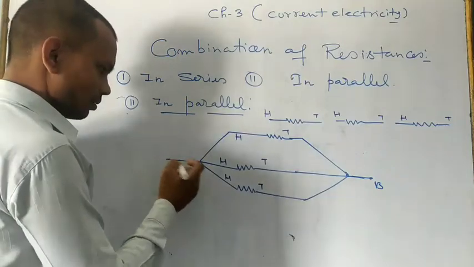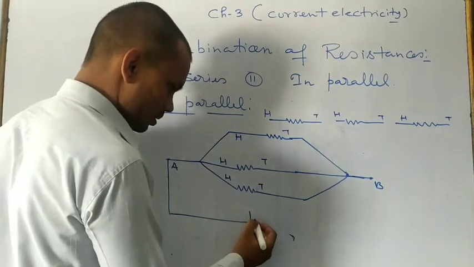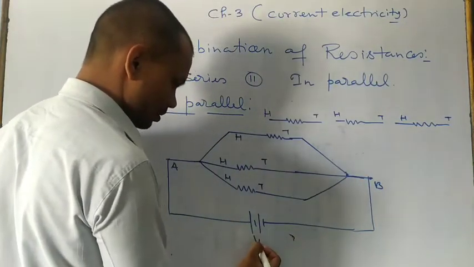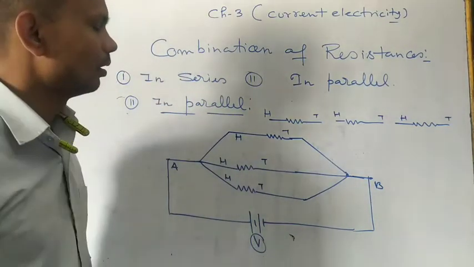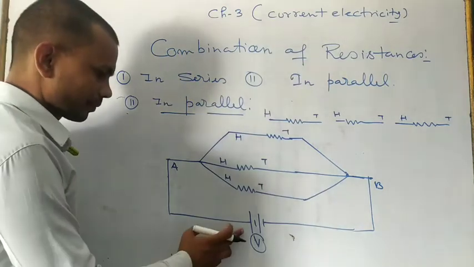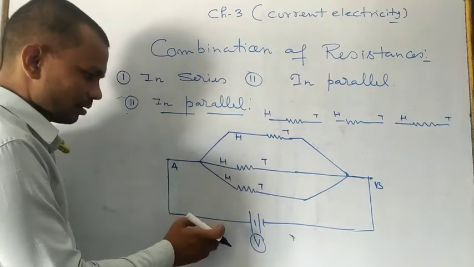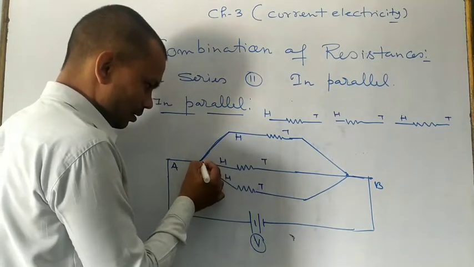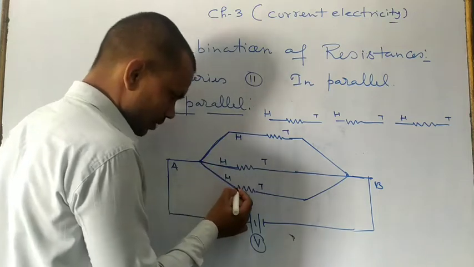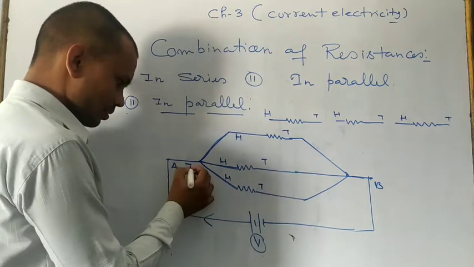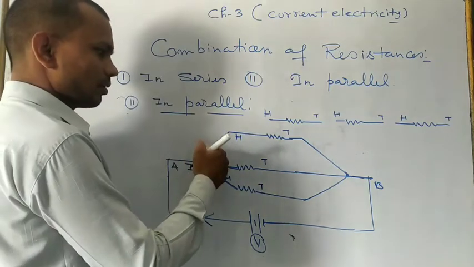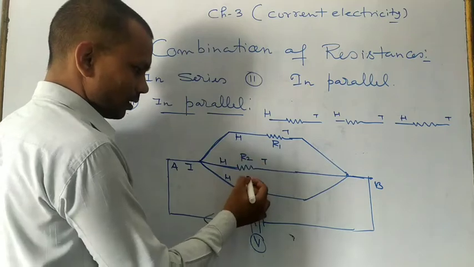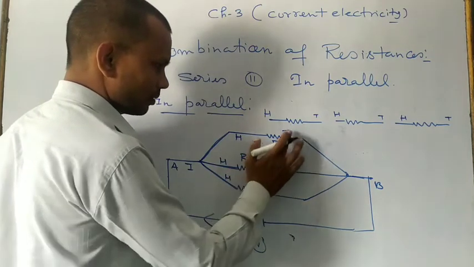So suppose across all three resistances, we connect a battery or potential. Now here you have to see that in this arrangement, at this end the current is divided into three parts. This is the first part, this is the second, and this is the third. Suppose the total current here is I. Suppose this resistance is R1, then R2, and then R3. This we are going to learn now.